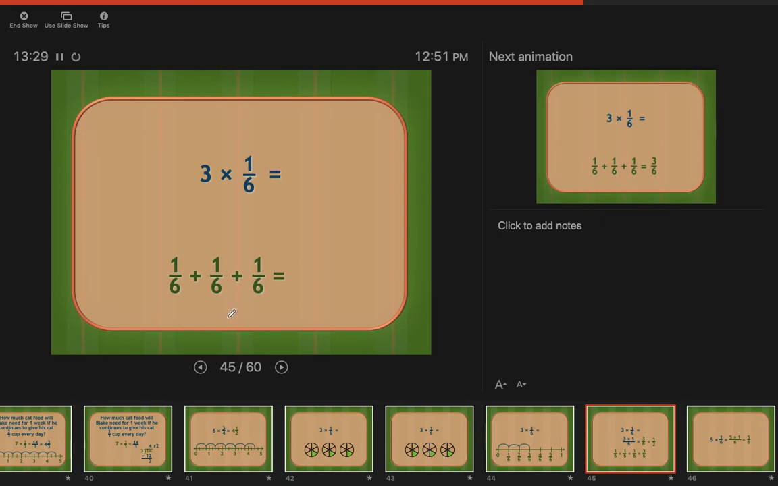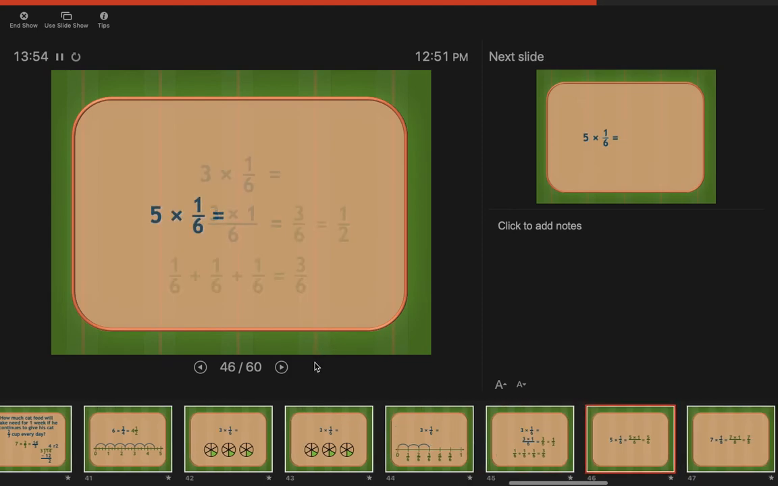I hope that you're on page 267 and you're following along with some of these examples. We're going to do some in the book in just a few minutes on a different video. But make sure you're following along. These will be very helpful when we get to our example problems. 3 times 1/6 is 1/6 plus 1/6 plus 1/6. That will get you 3/6.